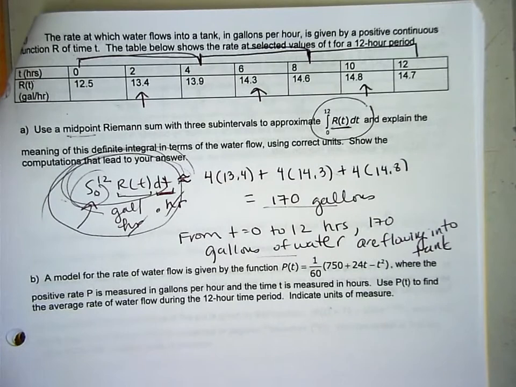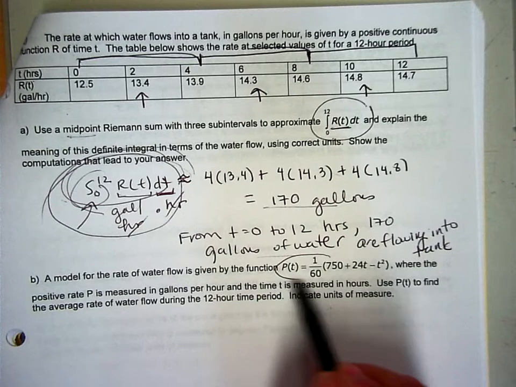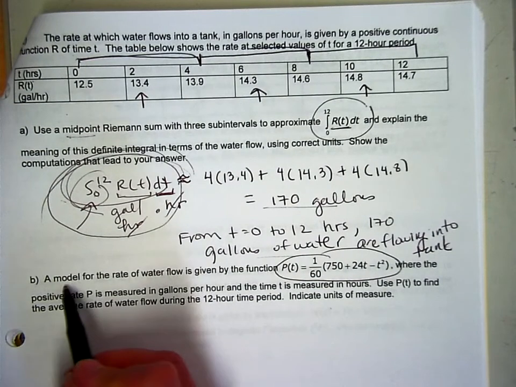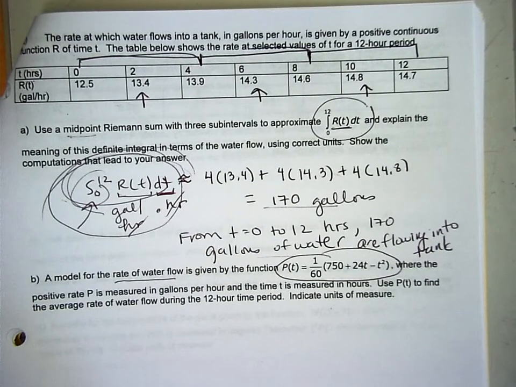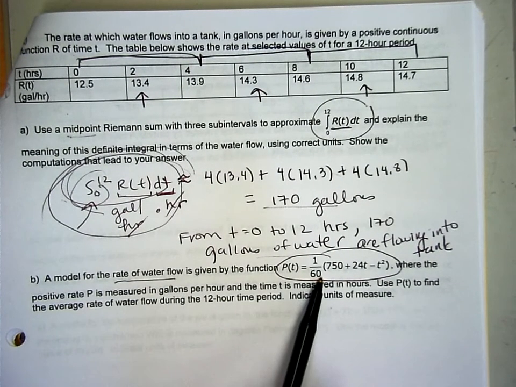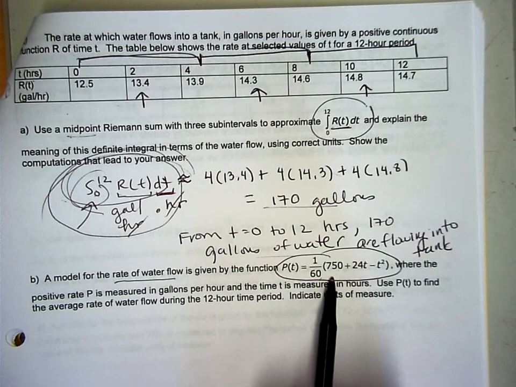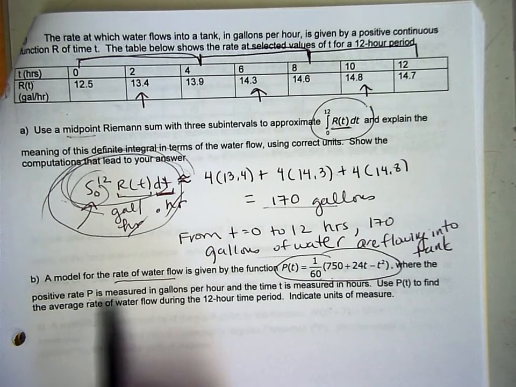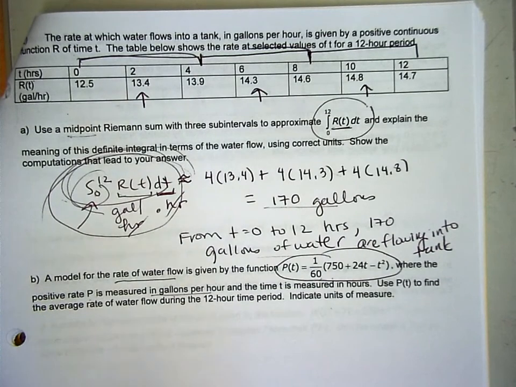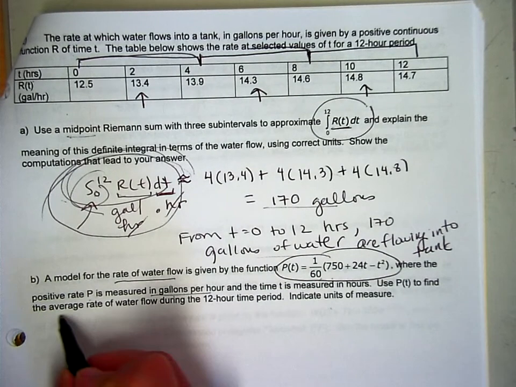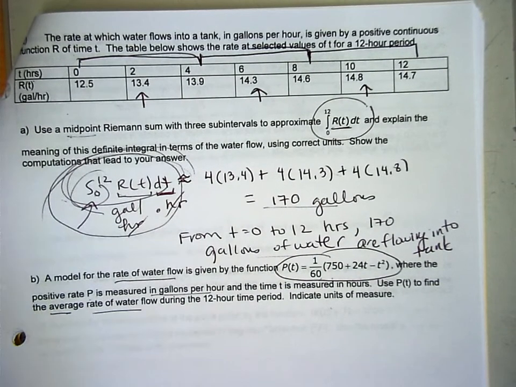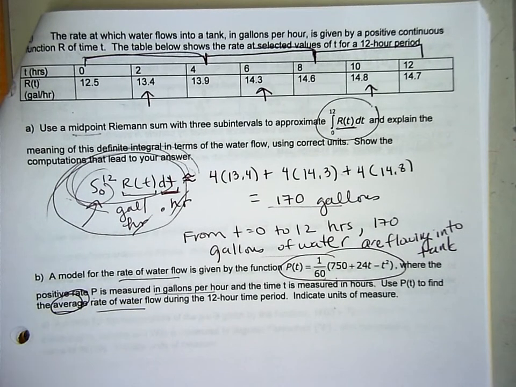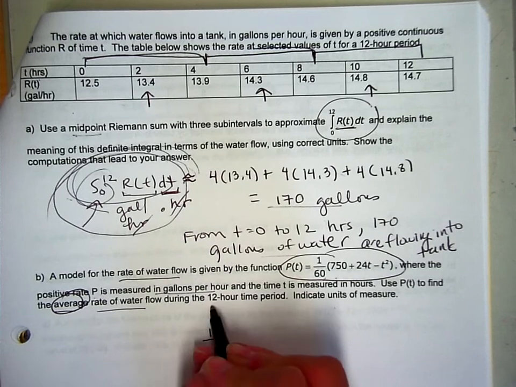Okay. Next, this time they actually gave me an equation for the rate of water flow. So this is the rate. So this would be gallons per hour, where the positive rate P is measured in gallons per hour, time is measured in hours. I want to come up with the average rate of water flow. Again, anytime you guys see that word average, you should be thinking 1 over b minus a times the integral of that function. So I'm going to do over the 12-hour time period.